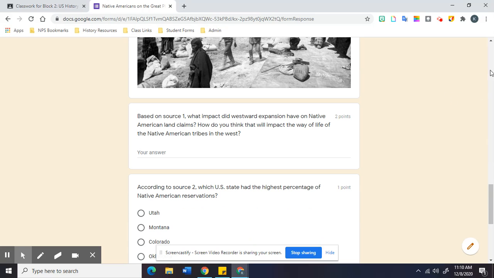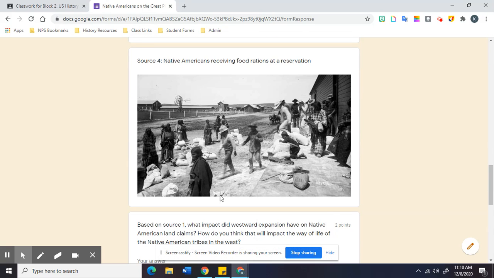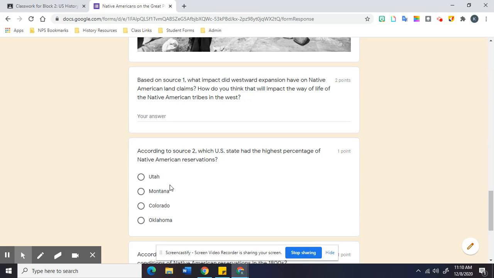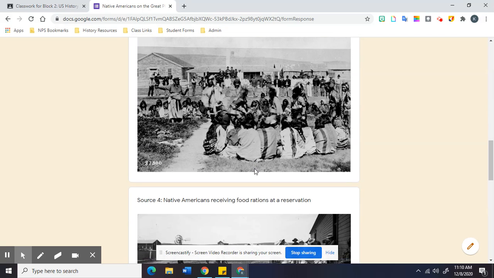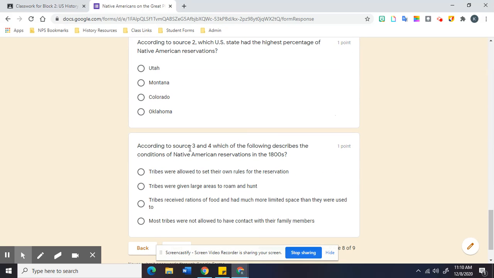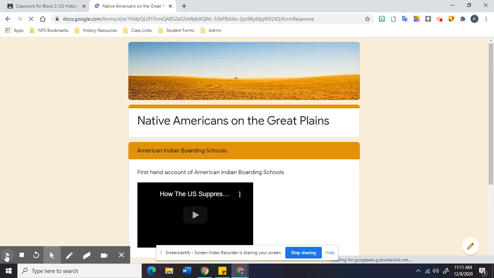Okay, so based on source one, what impact did westward expansion have on Native American land claims? How do you think that will impact the way of life of Native American tribes in the West? So they're losing land. How is this going to affect them? So looking at the map, which state had the most purple, which is going to be those Indian reservations? And according to source 3 and 4, which of the following describes the conditions of Native Americans in the 1800s? So answer those questions and hit next.